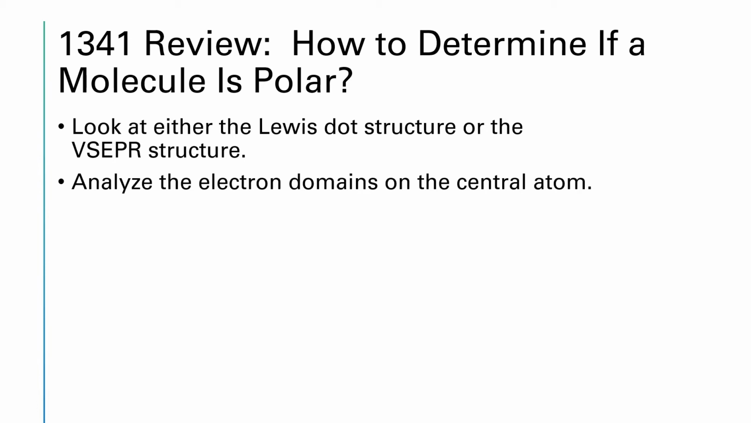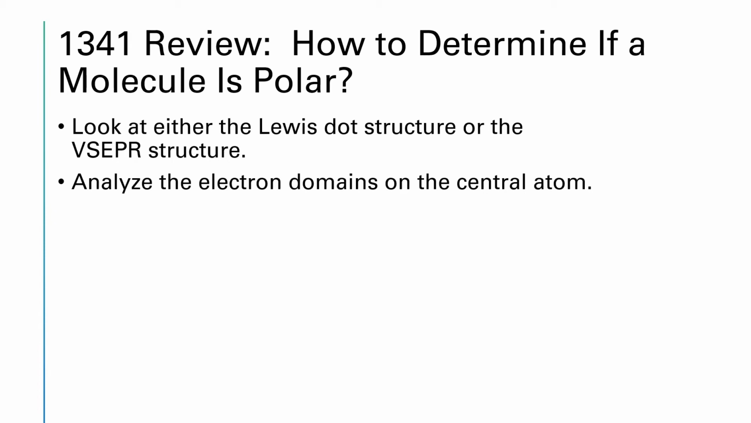The electrons spend more time around one atom than they do around another atom. That's due to differences in electronegativity. They spend more time around the more electronegative atom, making that atom slightly negative. And then the atoms that they aren't spending as much time with will be slightly positive. And so it's this asymmetric distribution of electrons that makes a molecule polar.